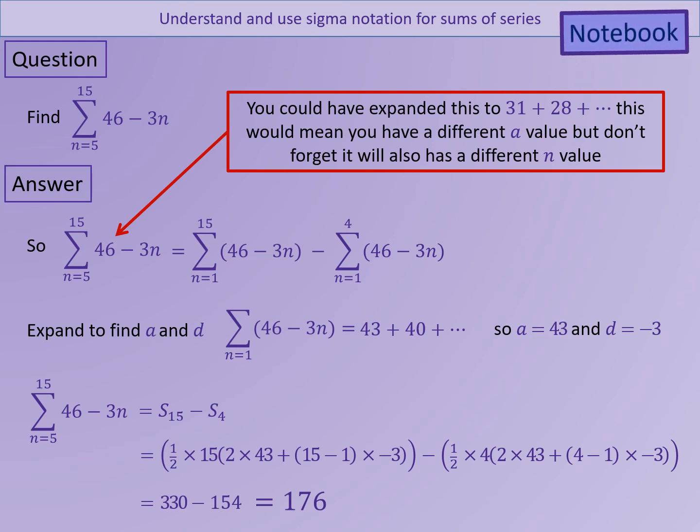So had we expanded this out, we would have ended up with a sequence starting at 31. This would have given us different values for a and n, but it would have given us the same answer, 176.